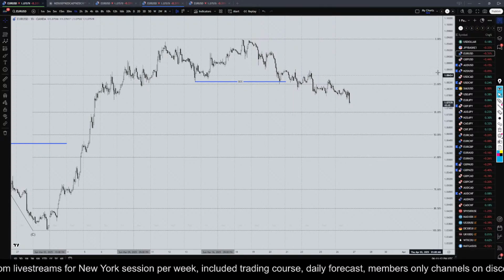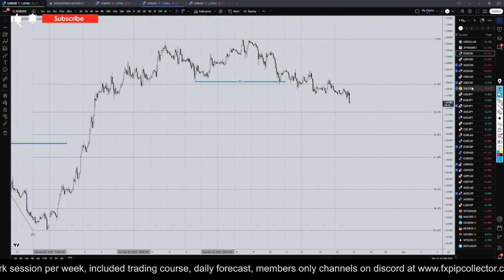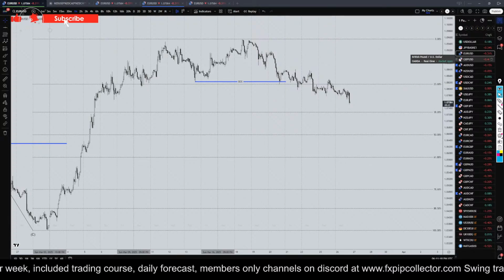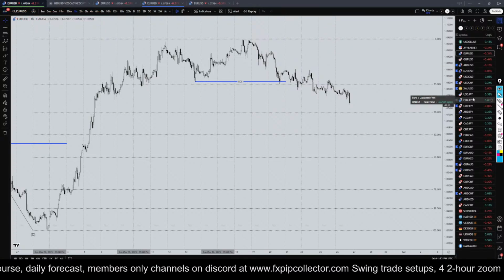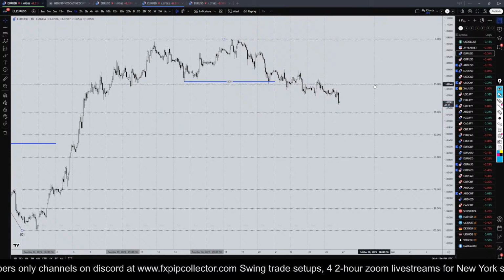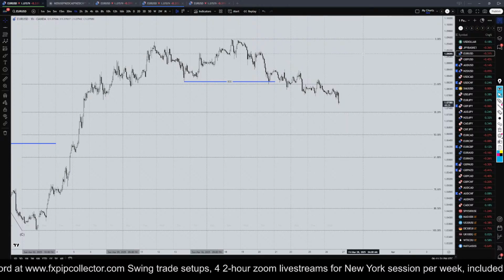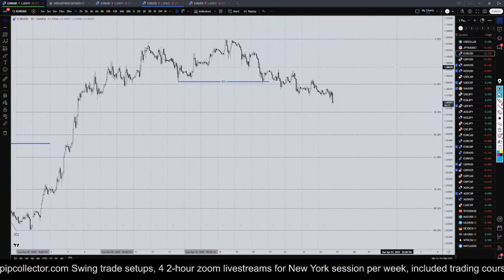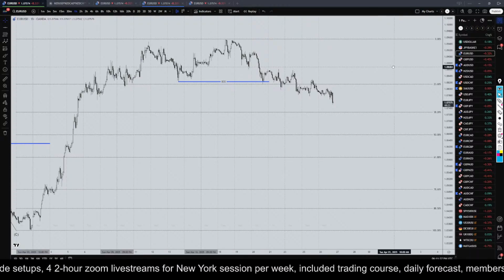I do the euro dollar, pound dollar, US dollar yen, and gold before the London session. Then I also do the Aussie dollar, Kiwi dollar, dollar CAD, dollar Swiss, euro yen, and pound yen right before the beginning of the New York session. And then I do the two most popular pairs, which are the euro dollar and gold, right before the market close, about an hour and a half before market close. So that's going to be the schedule for now, definitely.